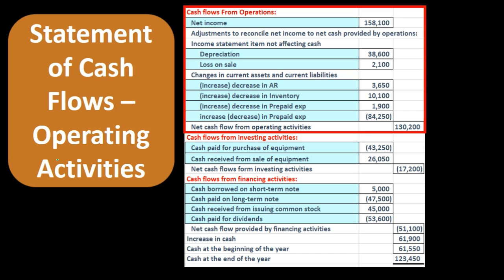Although that's a more intuitive way to look at it, the more common way than the direct method would be the indirect method. A few reasons for that. One would be that we've already calculated net income, so we might as well start there and back into those non-cash items.